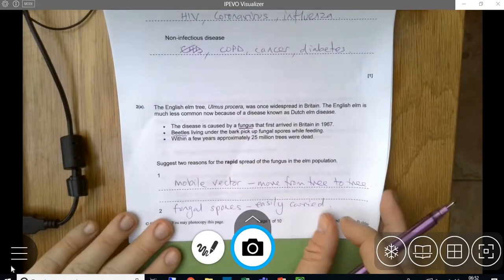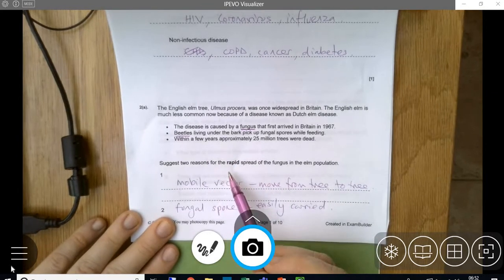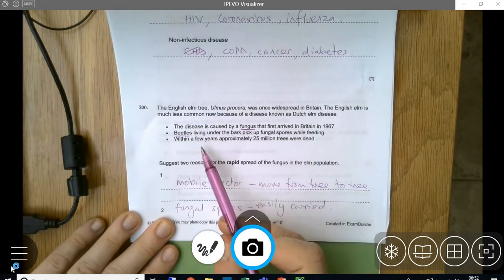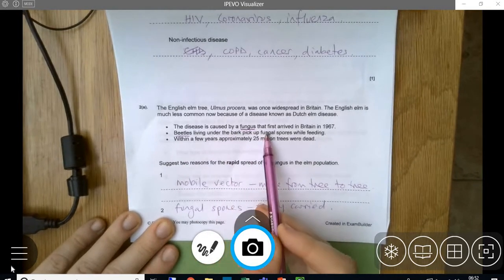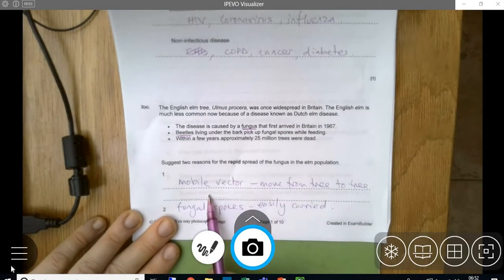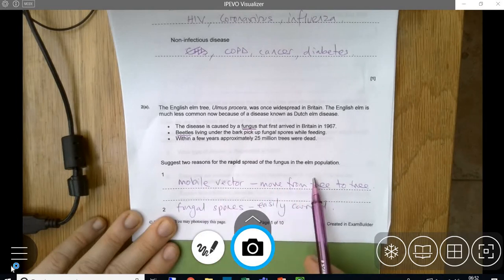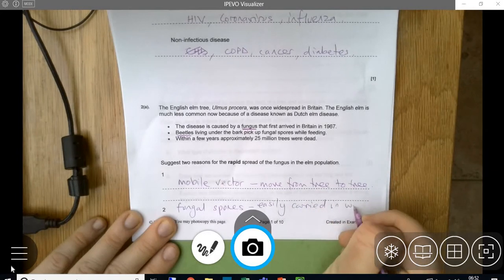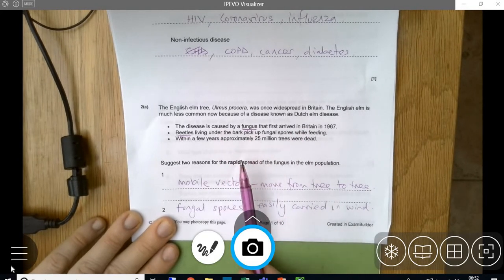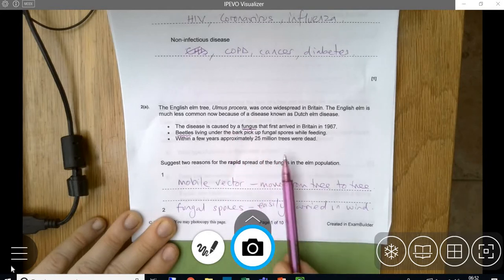The next question looked at the disease called Dutch elm disease. There are some facts about that disease. The key things that I picked out were that it's caused by a fungus and that beetles picked up fungal spores while feeding. The question says, suggest two reasons for the rapid spread of the fungus in the elm population. I mentioned the mobile vector, the beetles, which are able to move from tree to tree. And I also mentioned the fact that it has fungal spores which are easily carried in the wind. There are some other things, obviously, like the Dutch elm trees grew in very close proximity to each other, so it's easily spread between trees. But there are two examples there for you.